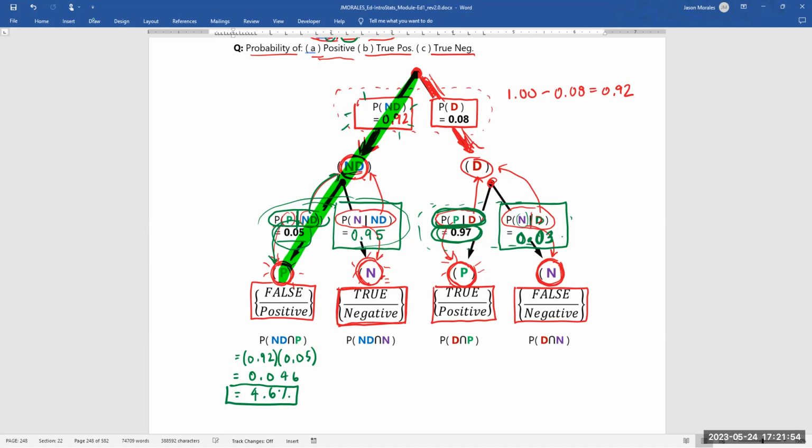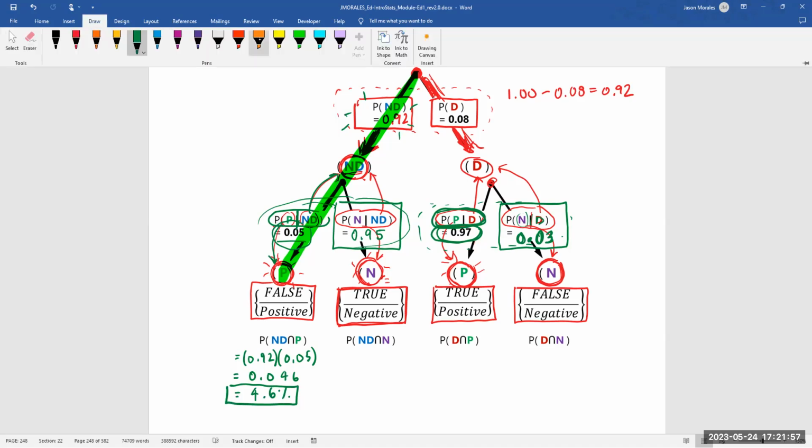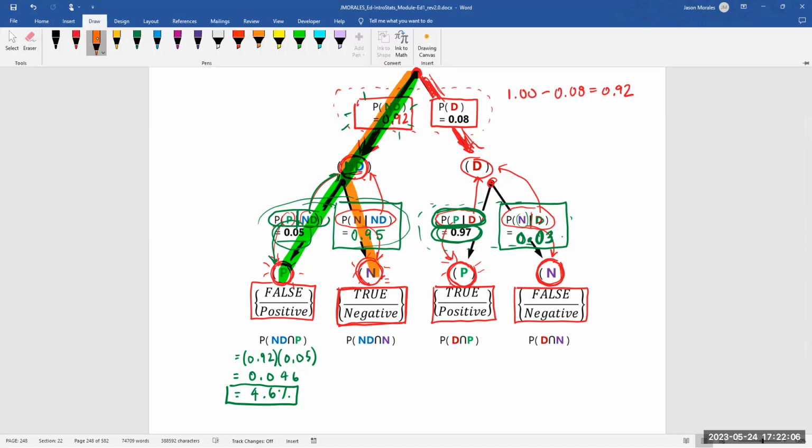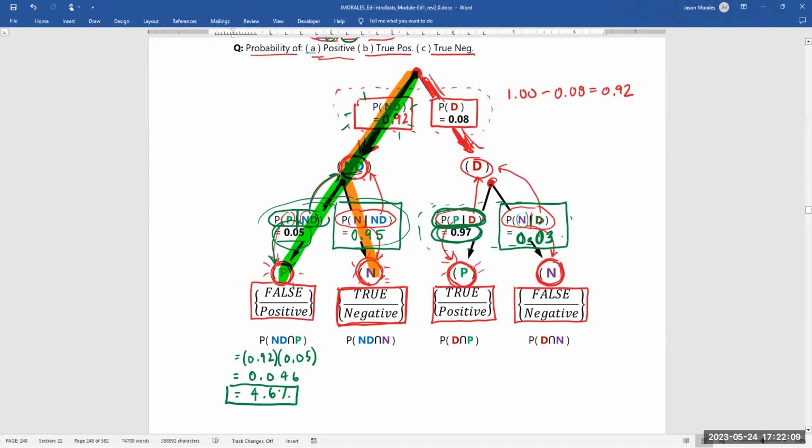All right, let's look at this next one. So what's going to be the probability of having a true negative result? So that's going to be 0.92 times 0.95. So that comes out to 0.8740 or 87.40%.